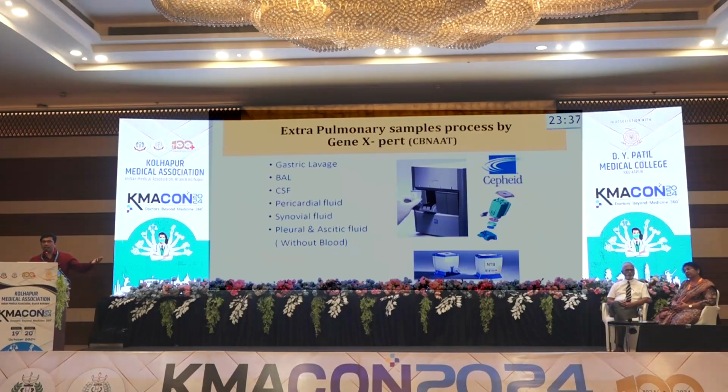Now, other than pulmonary samples, what other samples can be run on CB-NAT and TrueNAT? Gastric lavage, BAL, CSF, pericardial fluid, synovial fluid. So basically in extrapulmonary cases, whatever samples are available, whatever can be aspirated, that also can be run on these TrueNAT and CB-NAT machines.